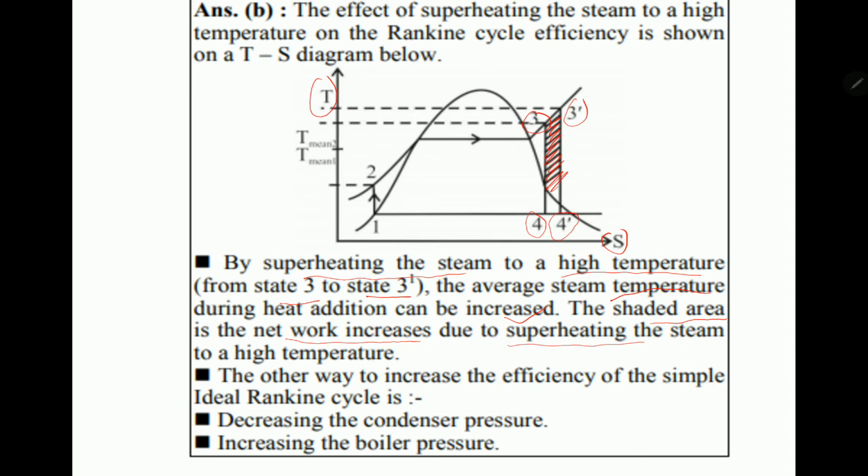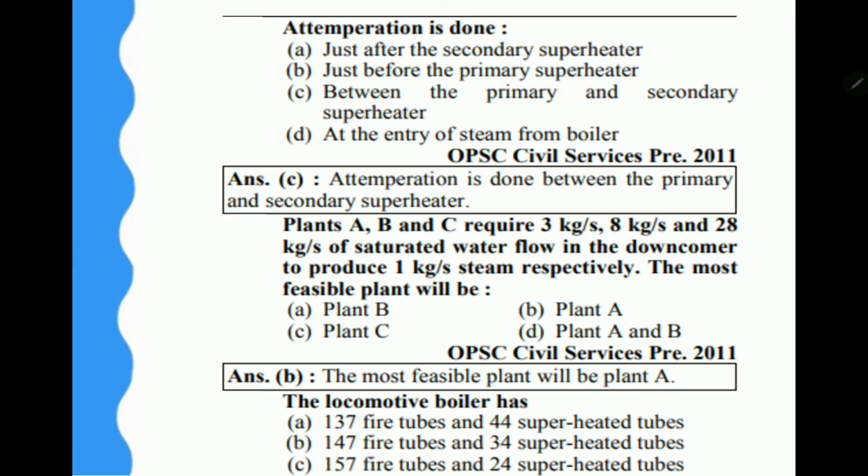Well, the other way to increase the efficiency of the simple ideal Rankine cycle is decreasing the condensing pressure and increasing the boiler pressure. Both will improve the efficiency of the Rankine cycle. Well, attemperation is done between the primary and secondary superheater. So option C is the right answer.